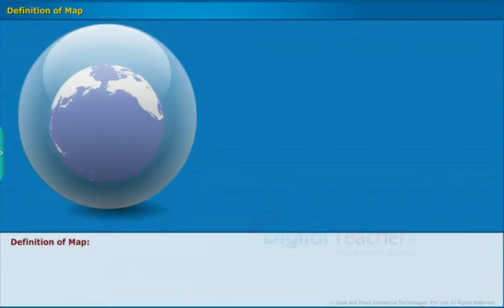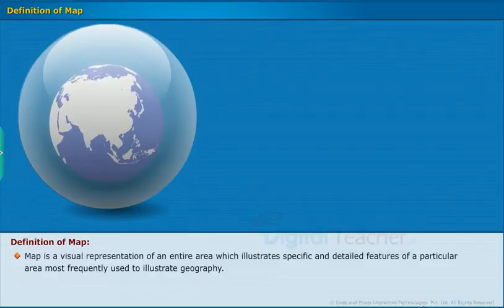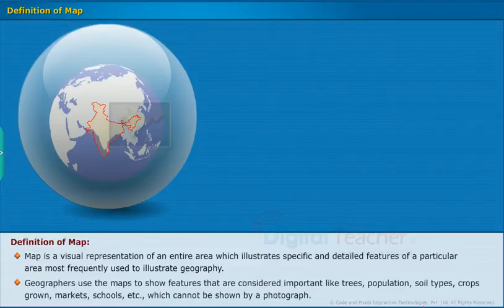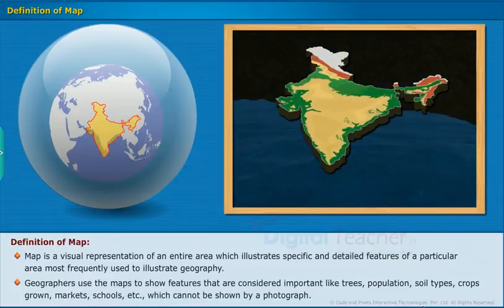Let us start our learning with the definition of map. Map is a visual representation of an entire area which illustrates specific and detailed features of a particular area, most frequently used to illustrate geography. Geographers use the maps to show features that are considered important like trees, population, soil types, crops grown, markets, schools, etc., which cannot be shown by a photograph.